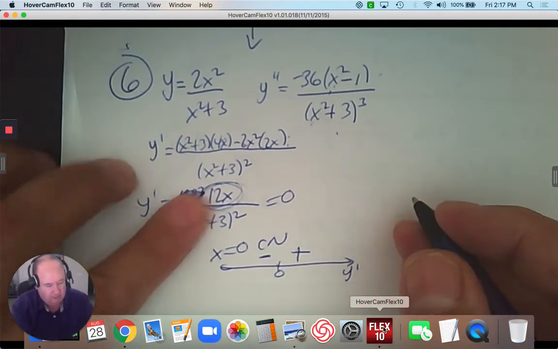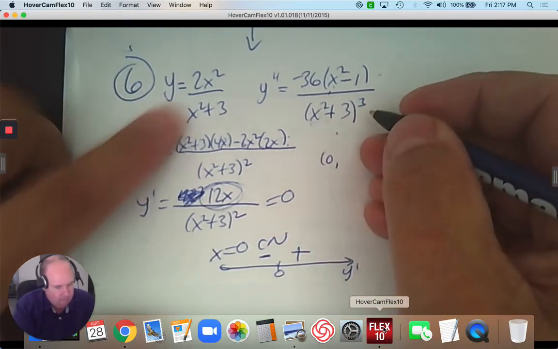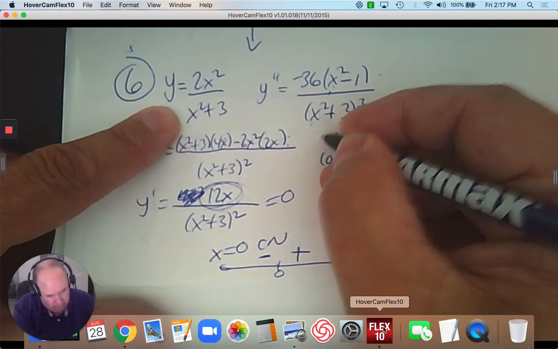And you could do it from here too. So 0, if I plug into the function, gives me the answer 0. So at 0, 0 is a minimum.